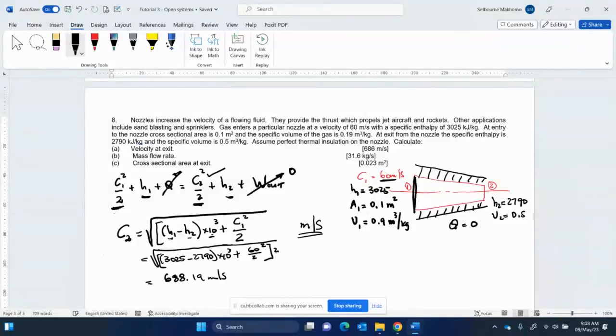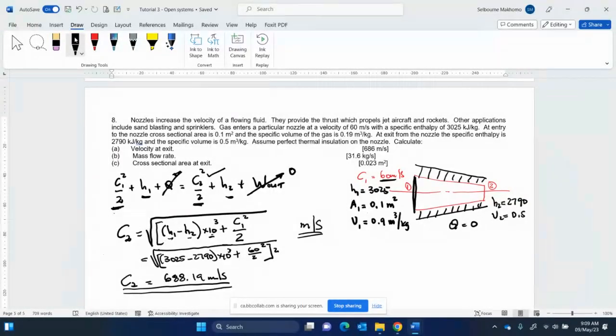688.19 meters per second. So this nozzle is actually doing its job. It was designed to increase the velocity, and it is increasing the velocity from 60 to 688 meters per second. So I'm happy with my answer.